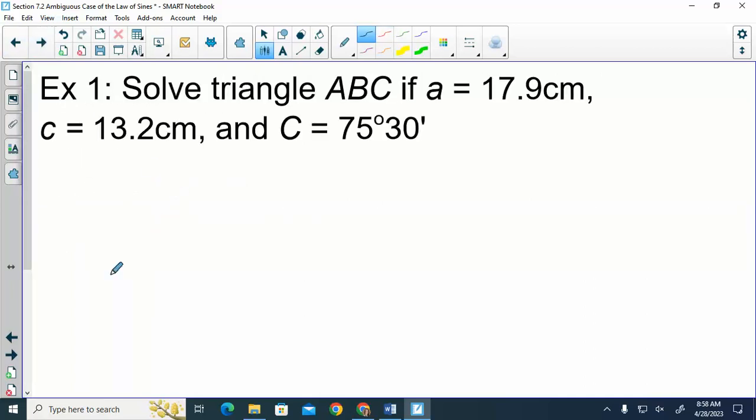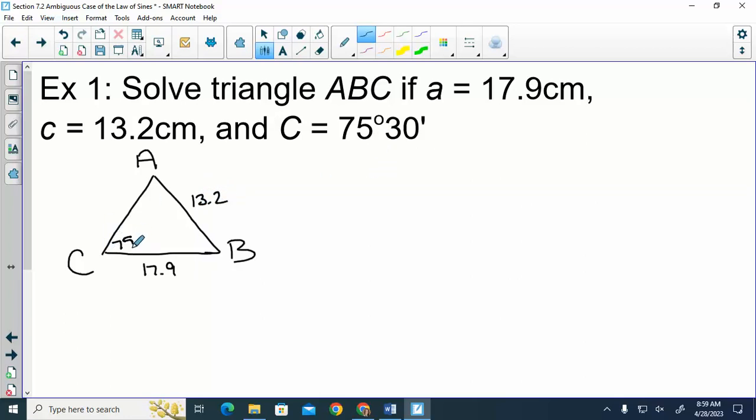So we're just going to start out solving them like we did yesterday. Okay, we have triangle ABC. I told you could draw a picture. It does not have to be to scale at all. We're just trying to organize our information. So side A, that's across from angle A, is 17.9. Side C across from angle C is 13.2. And angle C, 75 degrees, 30 minutes.